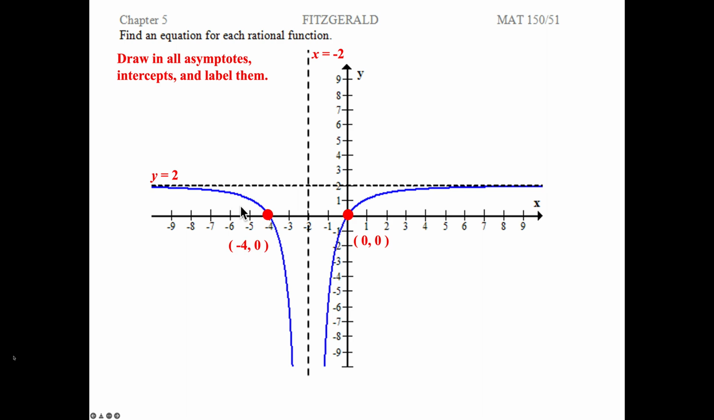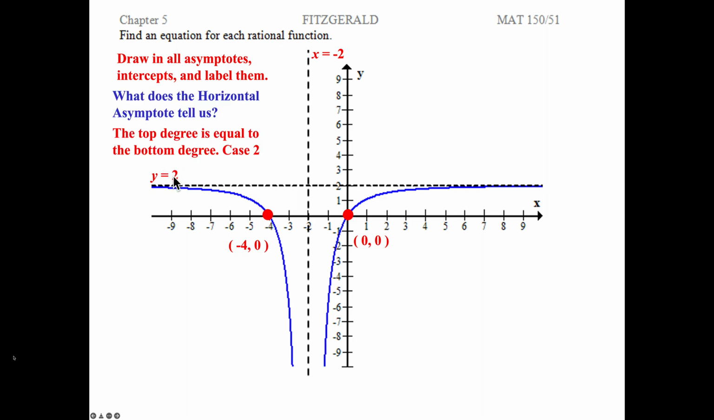Okay, so horizontal asymptote. That tells me we're looking at case number 2 here. That means the top power and the bottom power have to be the same. So we have to have the same number of factors on the top as on the bottom. And your leading coefficient ratio has to be 2 over 1. All right, so let's see.